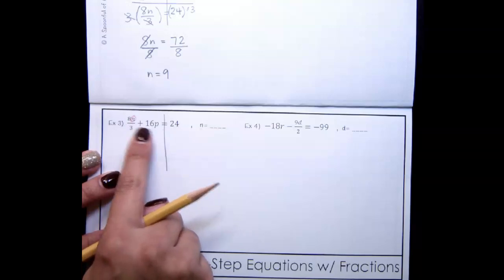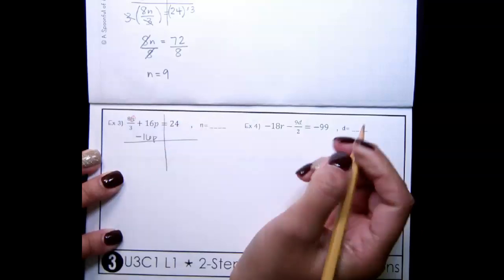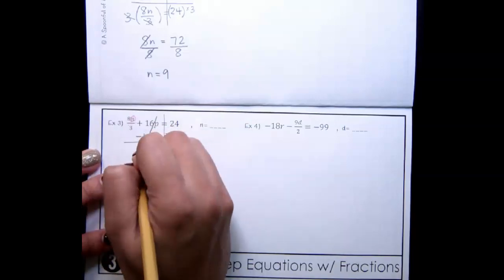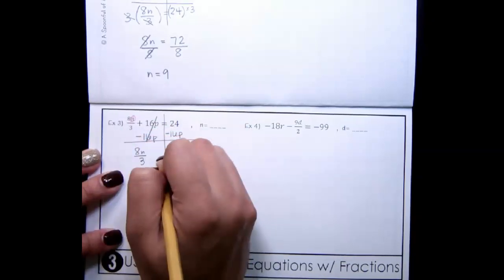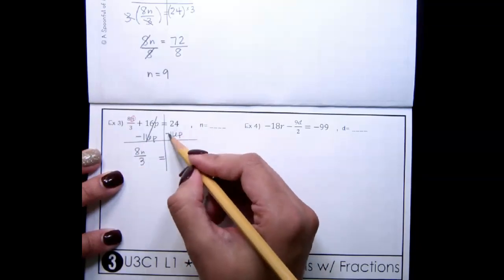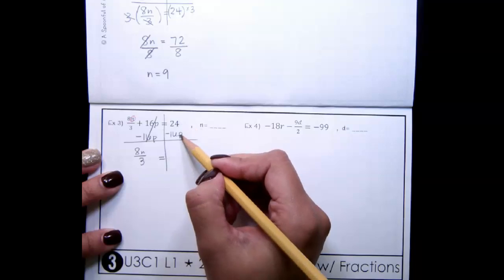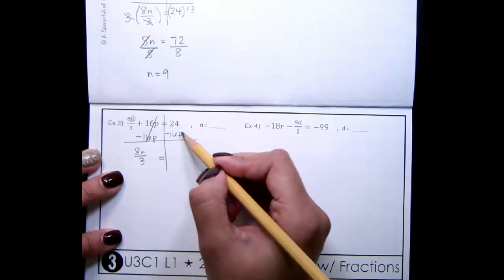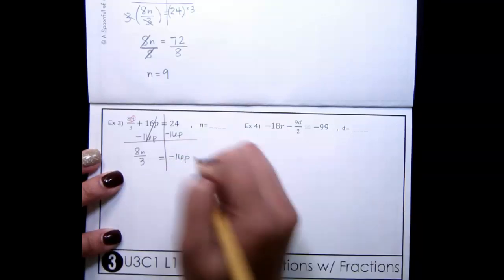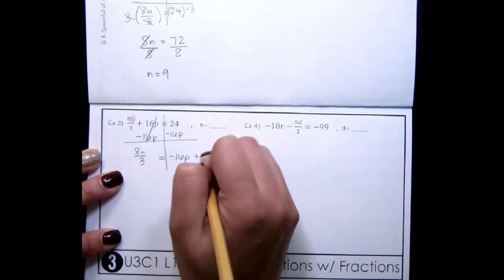Well, I see plus 16p. Well, the opposite, or the inverse, is minus 16p. That cancels out on the left. I still have 8n over 3 on the right, or sorry, on the left. And on the right, I can't combine these. I can't actually subtract 16p from 24 because they are not like terms. So this does not have the same variable as this. This is just a number, and this is a number and a variable. So all I'm going to do is write the part that has the variable first. So negative 16p plus 24 because this 24 is positive.